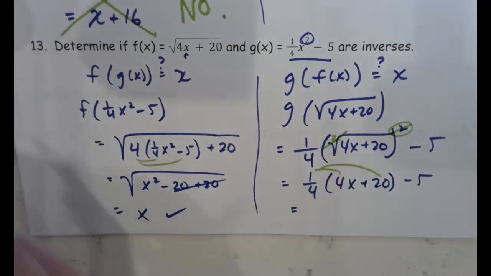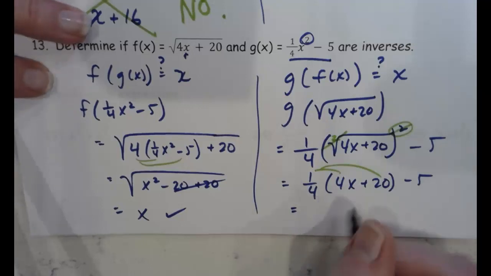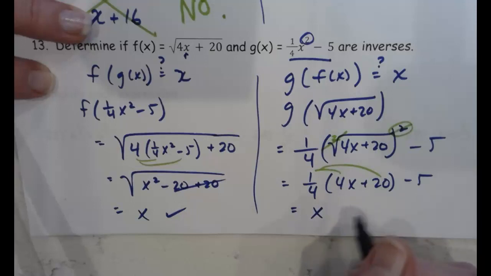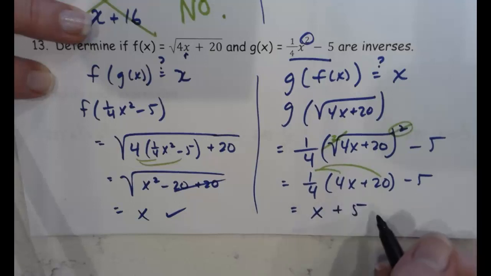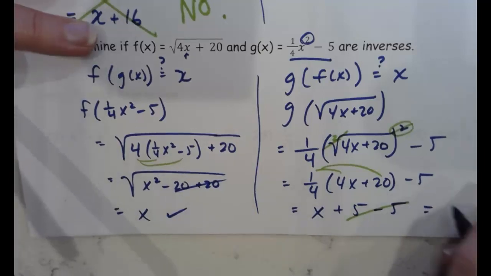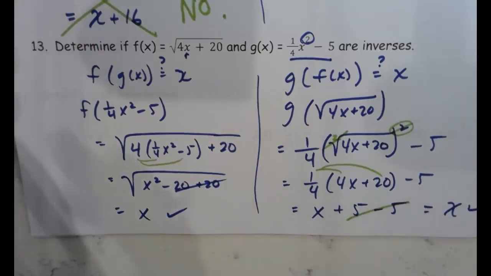Distribute the 1/4. 1/4 of 4x is x. 1/4 of 20 is 5 minus 5. 5's cancel, and you get x. Check. These are definitely inverses. Definitely inverses. That's the test.